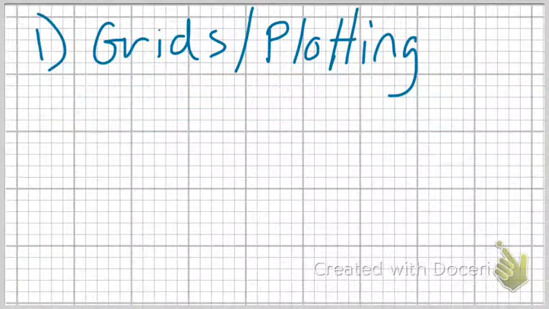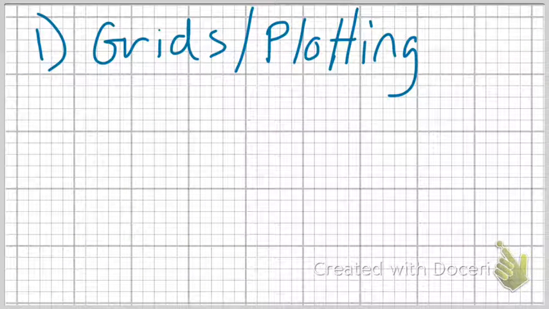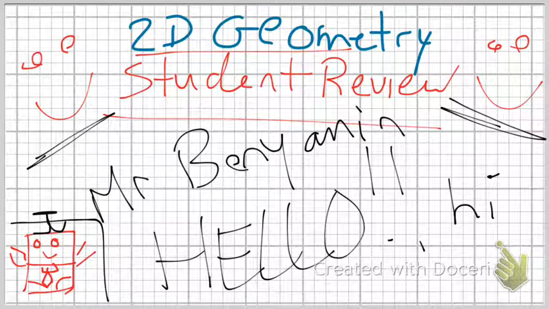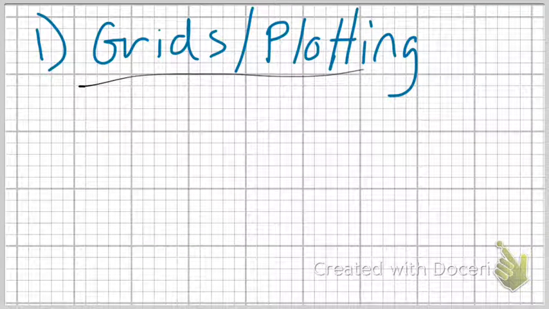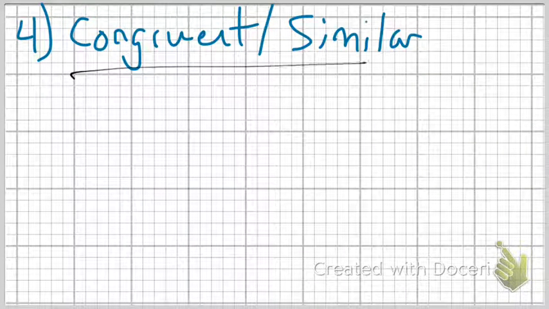Anyways, this is, I forgot to mention, 2D geometry. Someone close the door, please. Thank you. If you can't tell from that beautiful melange of words and figures, we have grids and plotting. We have translations. We have reflections. And we have congruence and similarity.